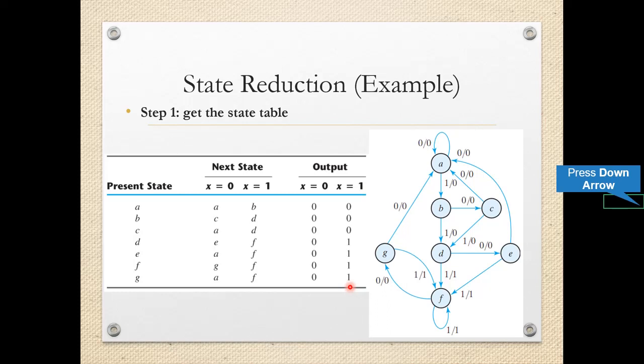In D, again if 0 comes as the input, next state is E. If 1 comes, next state is F. E and F. And what about the outputs? In first case, output is 0. Second case, output is 1. 0, 1. When in state E, again check. If 0 comes, go to state A. If 1 comes, go to state F. If 0 comes A, 1 comes F, and output is 0 for x equal to 0 and 1 for x equal to 1. Okay, x equal to 1, output is 1, x equal to 0, output is 0.